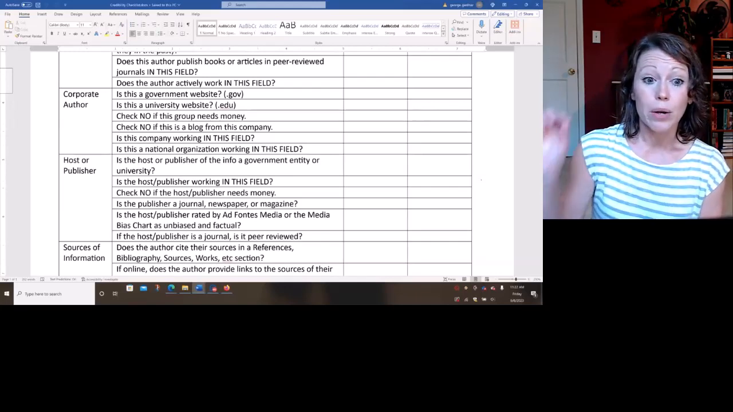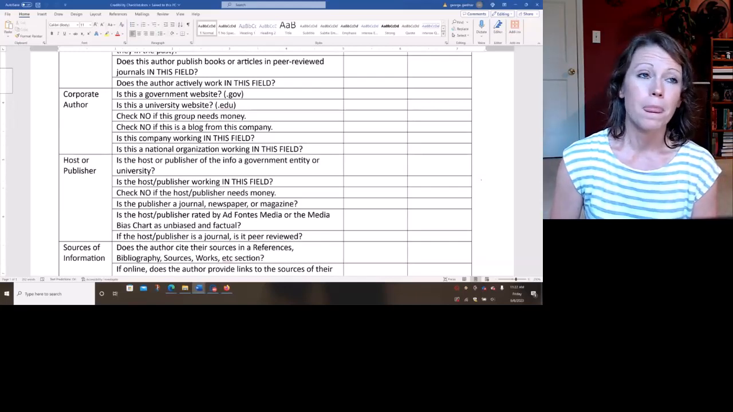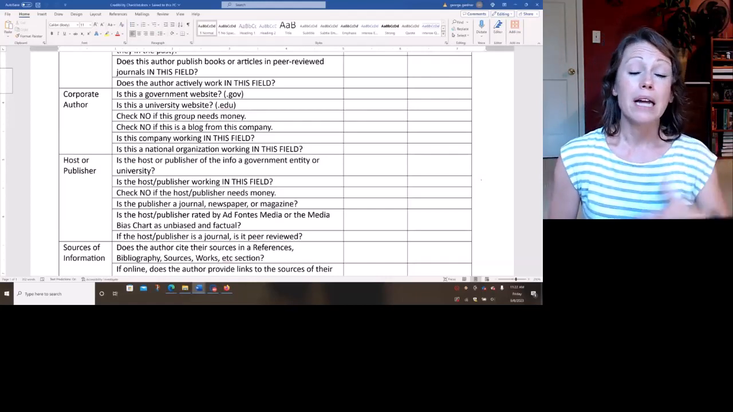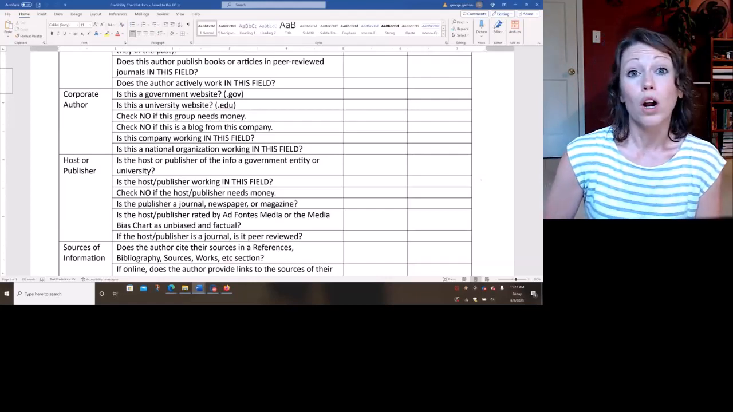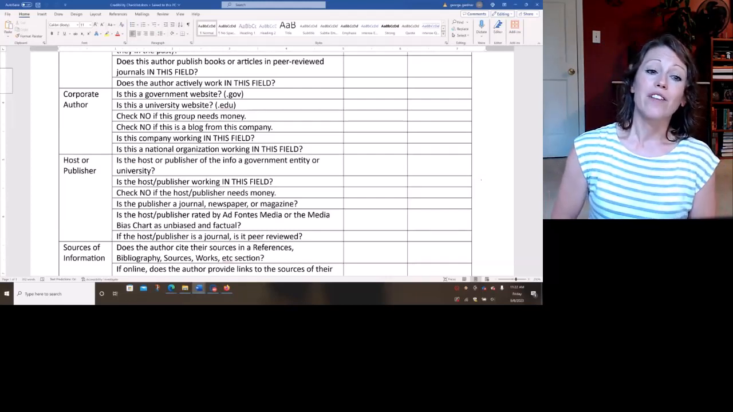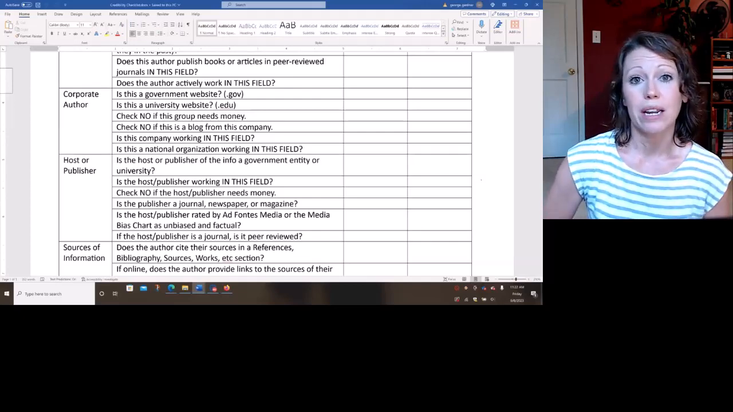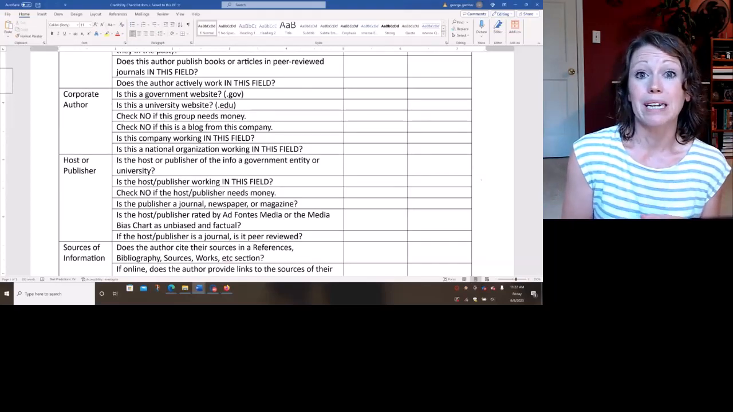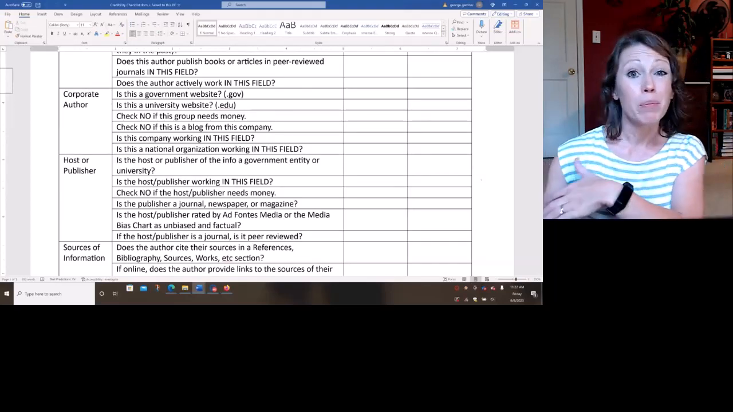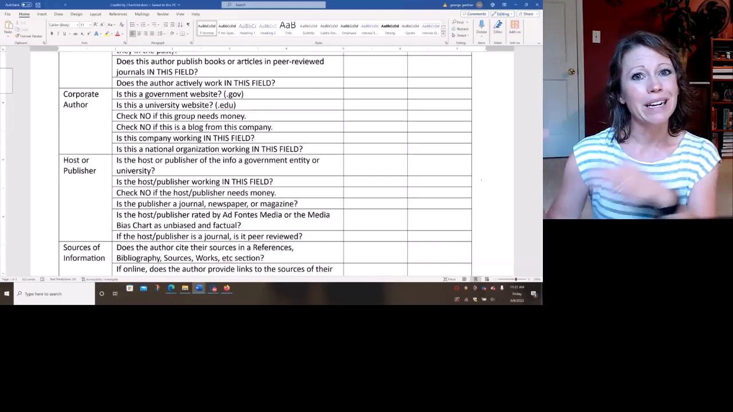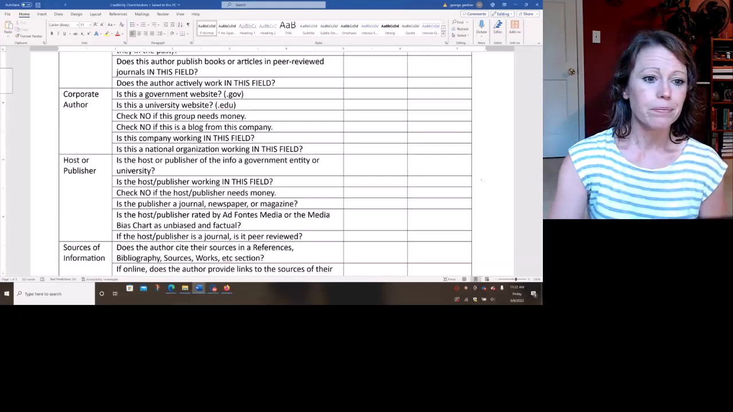Check no on the no column if this is a blog from a company. Blogs are written by everyday average people for the most part. Not always. You could vet an author from the author section, but a lot of times blogs are posted by just workers. So that would be a no. Is the company working in the field, and is this a national organization in this field? Those kinds of things may bolster a source's credibility. The downside to that is the money part. So if they are a national organization, but they're really working for money, that's going to ding their credibility.